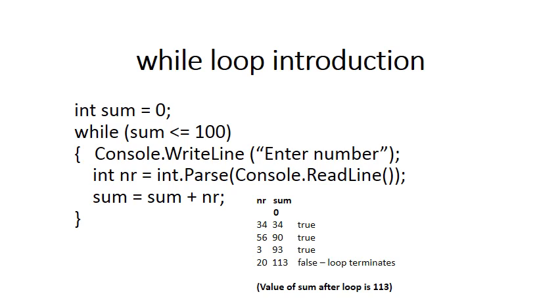We go back to the condition, which is still true. The user enters a 3. Sum becomes 93. We go back to the condition, which is still true. Because it's true, we go into the body of the loop. The user enters 20, and now sum becomes 113. So when we go back to the condition, it is not true anymore. It is now false, and therefore we terminate the loop, and we go to whatever happens after the loop. Notice then, when you leave this loop, sum will have the value of 113.